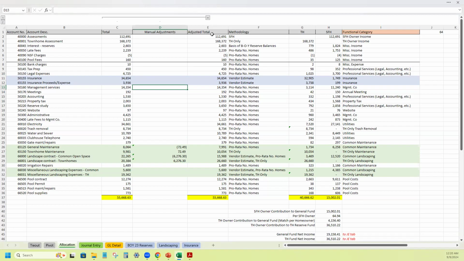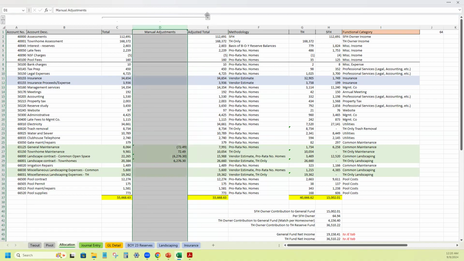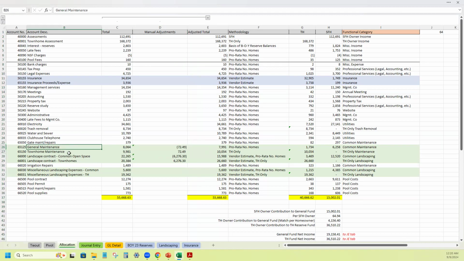We left off column E after doing a scan of the GL detail and looking at the adjustments that had to be made to the Yellowstone invoices being coded to common. We shifted 6,300 out of common into townhome exclusive on that basis, and 72 out of general into townhome exclusive upon a review of the GL detail.